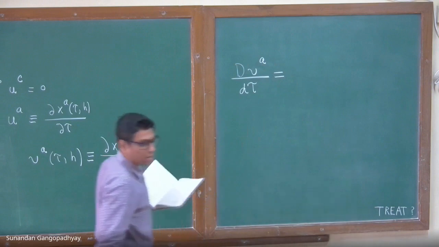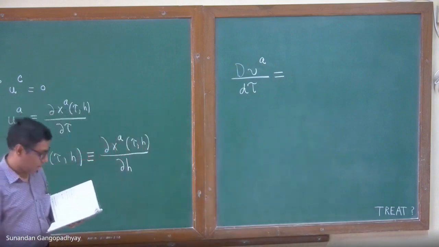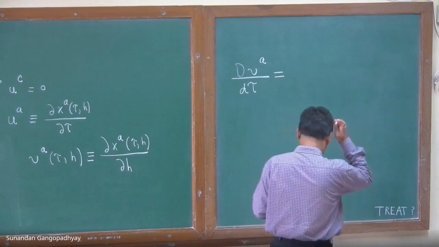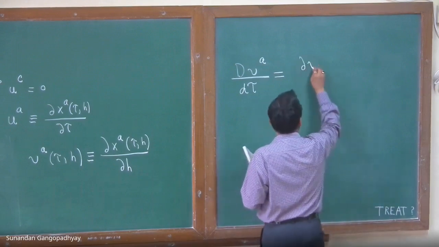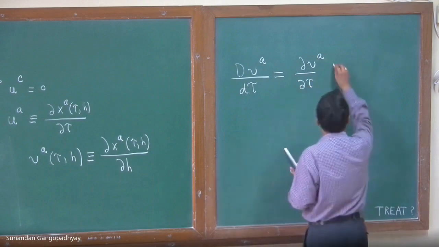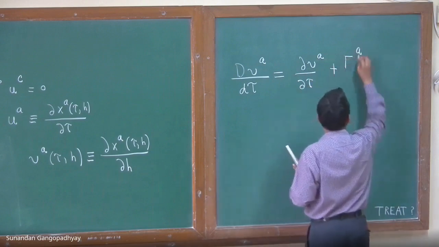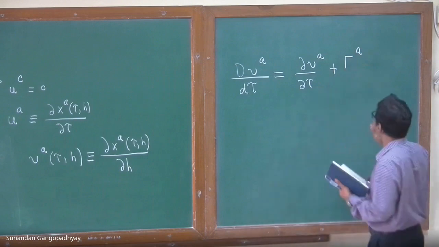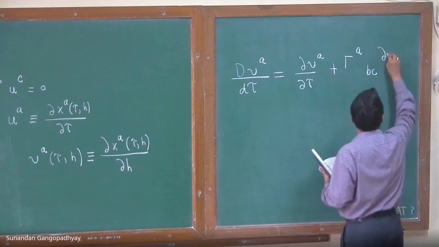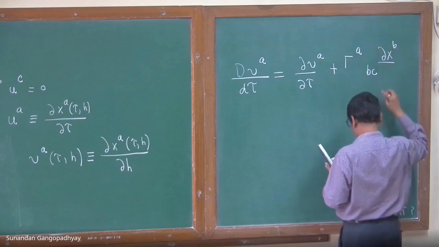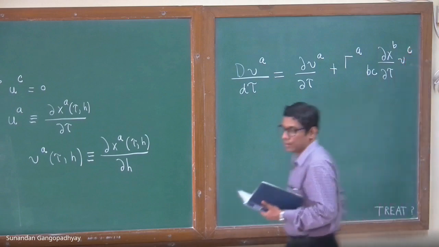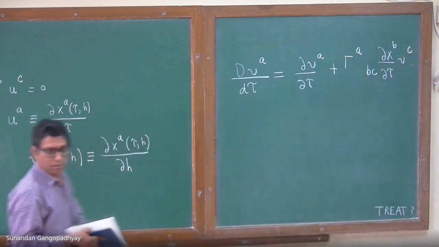Let us compute this quantity. So this is a covariant derivative. As you all know, this will be del V^A del tau plus gamma^A_BC del X^B del tau V^C. Is this clear? Is this equation clear?